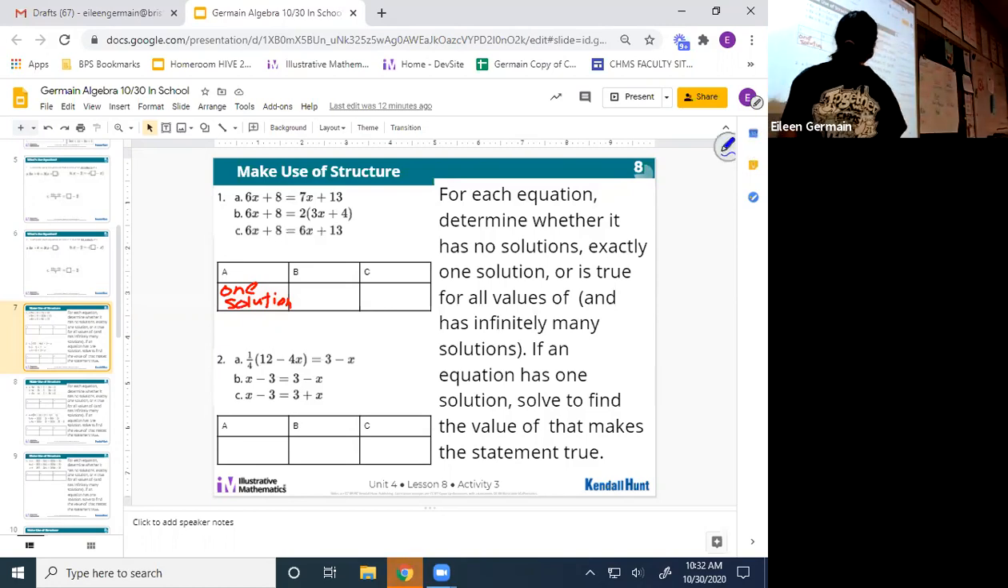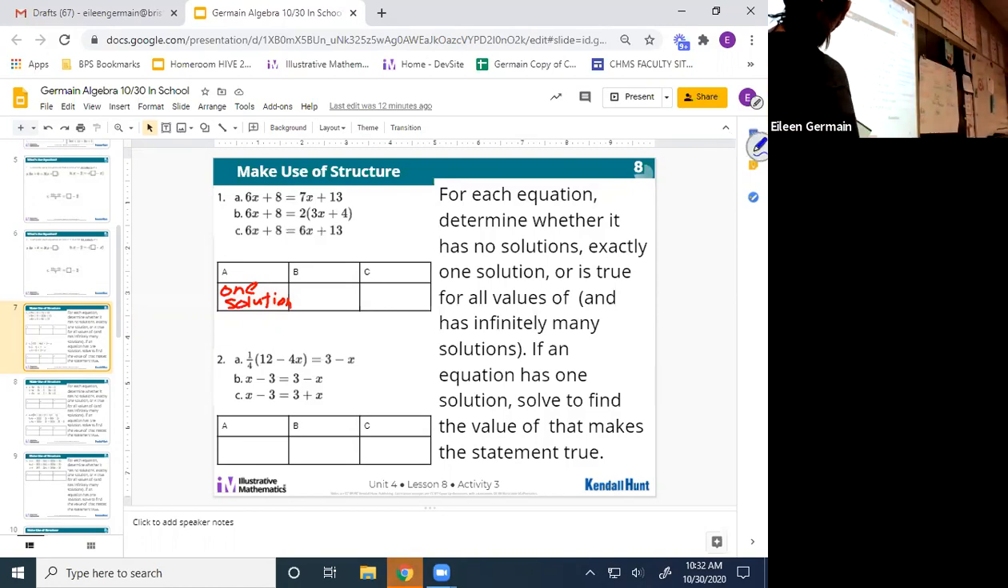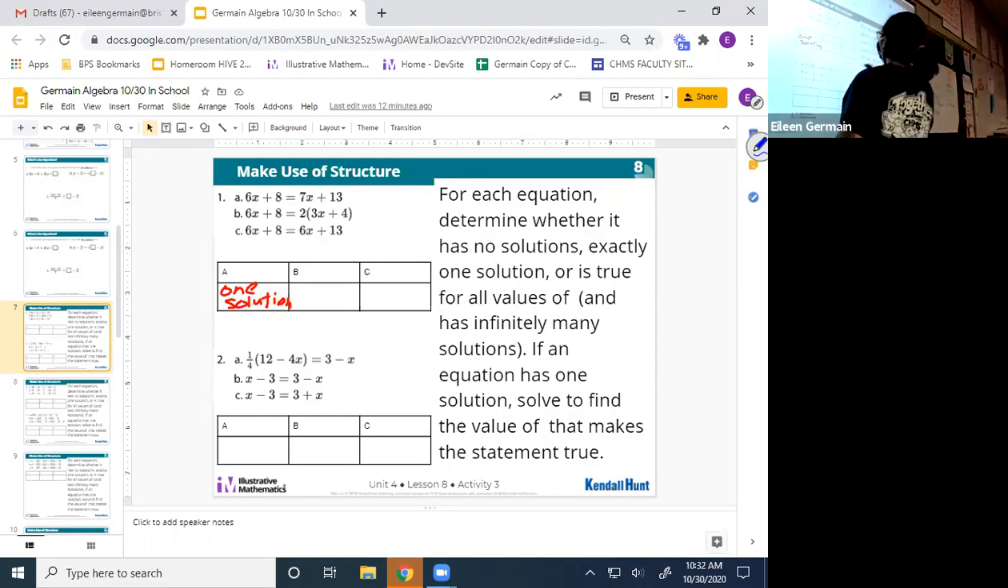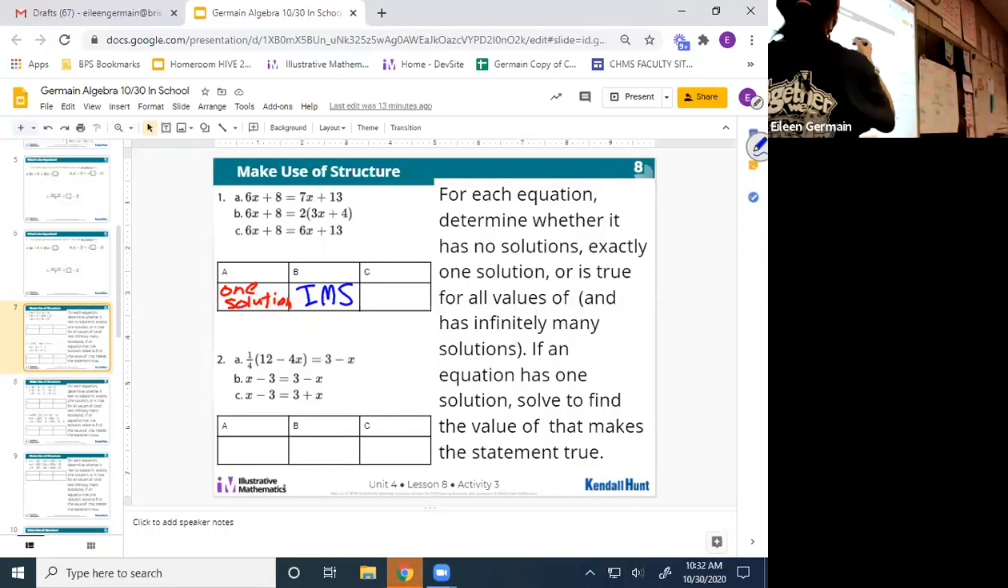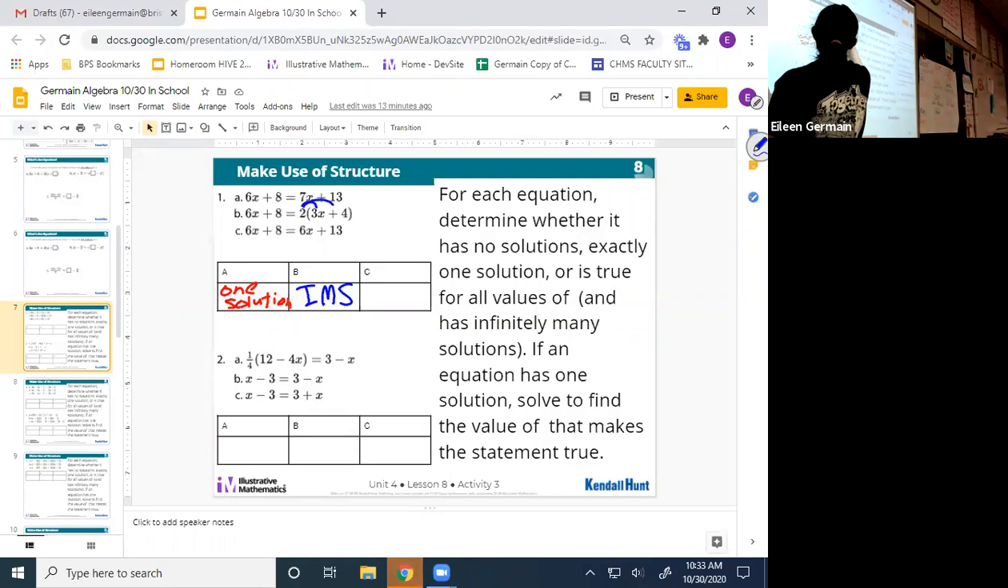Now let's take a look at 1B. 1B was done by Max, and Max said that his had infinitely many solutions. Let's see if we agree. What did we have to do here first before we could make that decision? I had to distribute. Very good. 2 times 3x is 6x. 2 times 4 is plus 10.